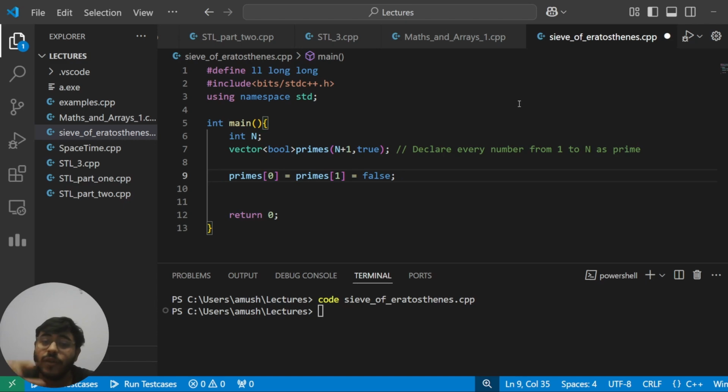Because there is no point checking multiples of 1, since multiples of 1 include 2, 3, 4, 5, so does that mean all of them are composite? No, that's not the case. That's why we'll not be checking for 0 and 1. We'll directly mark them as false, that they are not prime.